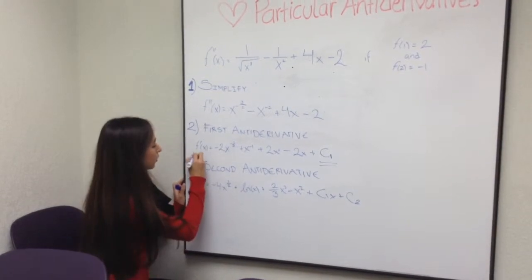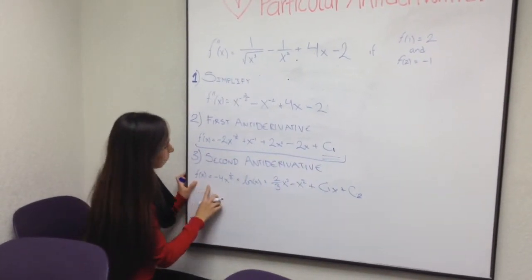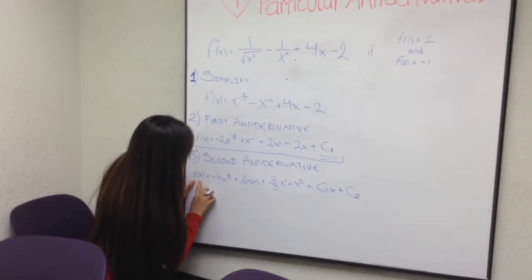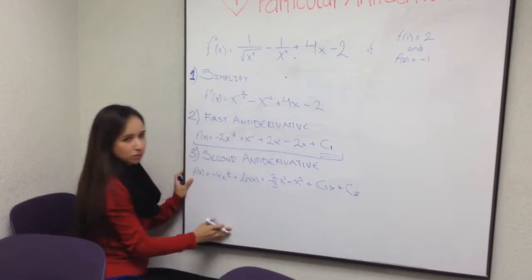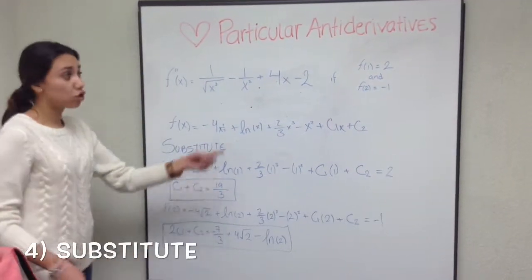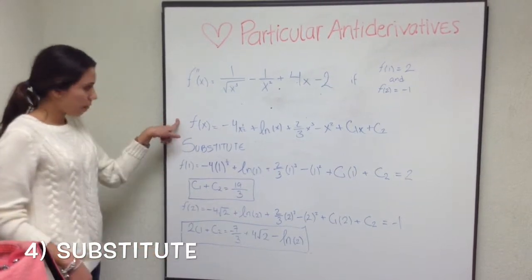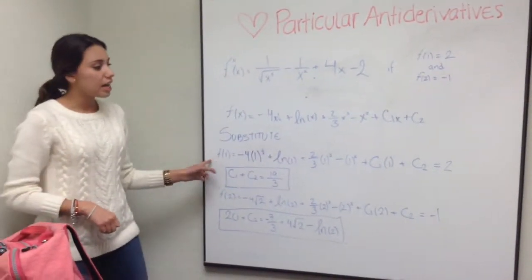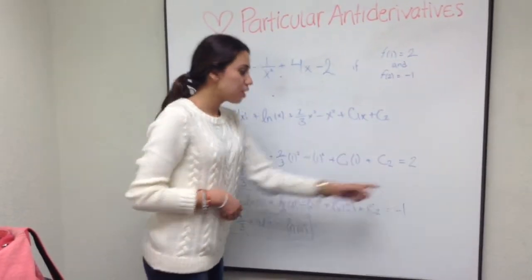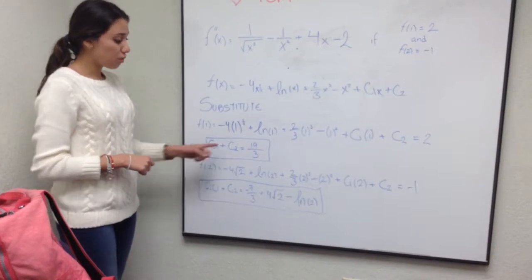If we integrate all the terms of this function, we obtain that f of x is this plus c2. And we can see the function has two conditions. First of all, we have to substitute the conditions in f of x. For the first condition, we substitute 1 and equal everything to 2, and the answer is c1 plus c2 equals 19/3.